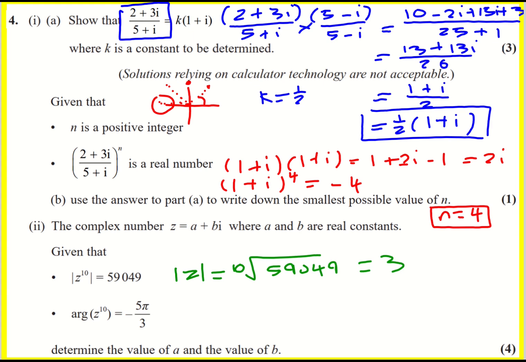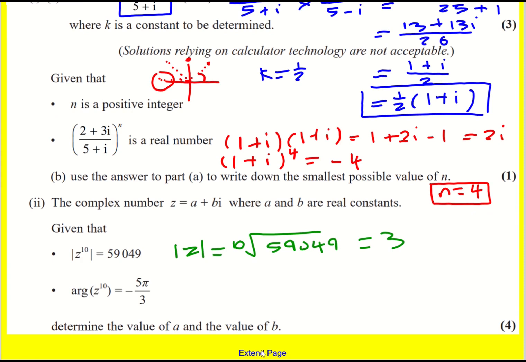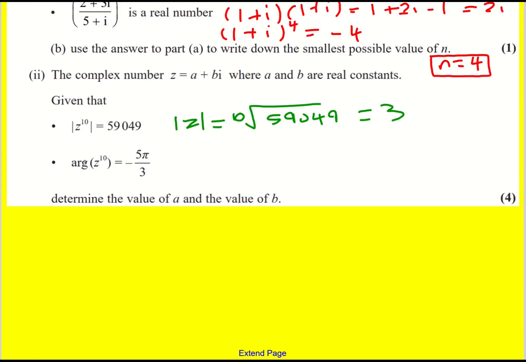And something goes on with the argument when you multiply complex numbers together. You actually add the arguments together. So essentially, we've taken z, multiplied it by itself 10 times, and added its argument together 10 times, which means to get the argument of z, I need to divide by 10. It's going to be minus 5 pi over 30, which actually ends up being minus pi over 6.